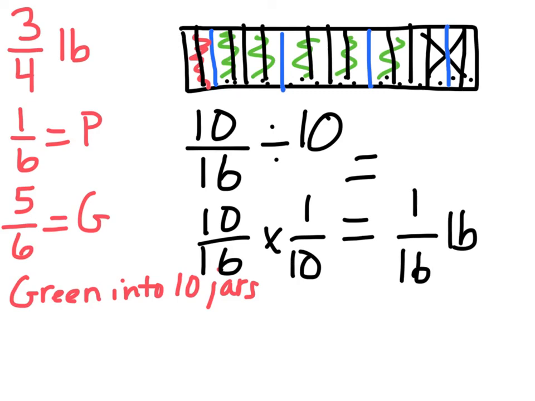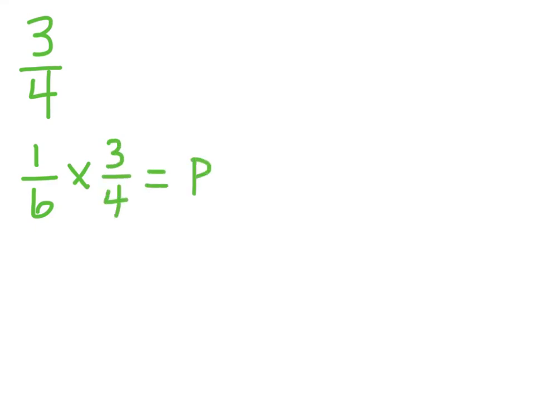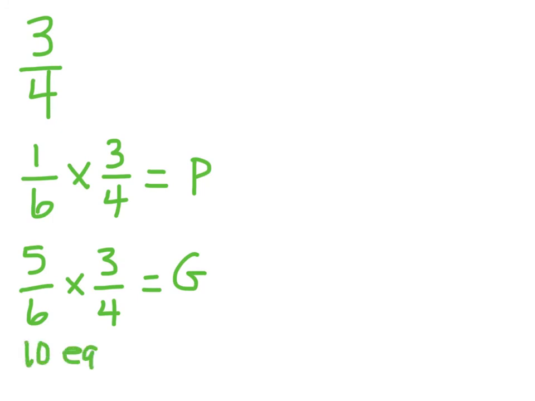Now let's go on and learn method 2. Let's review the basic information to start. Jeff buys 3/4 of a pound of beads. 1/6 of 3/4 of that pound is pink. 5/6 of that 3/4 of a pound is green. So now he's going to divide the green beads into 10 equal jars. How much does each jar weigh?